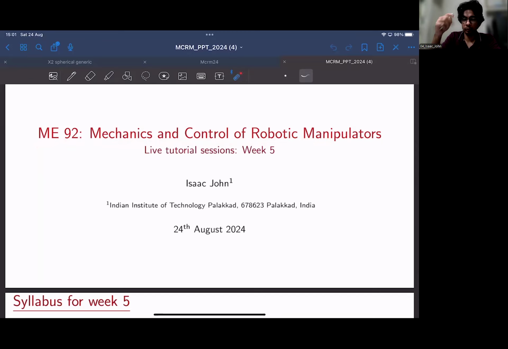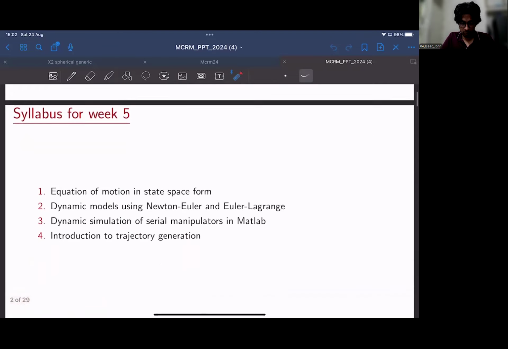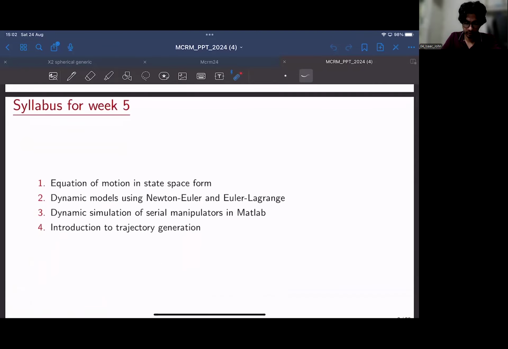I hope the progress for the course during this period of 5 weeks has been satisfactory so far, right? Okay, and just to give a brief overview of this week's topic, for the duration of this session we'll be covering equations of motion in state space form, dynamic models using Euler-Lagrange and Newton-Euler methods, and dynamic simulation of serial manipulators in MATLAB.